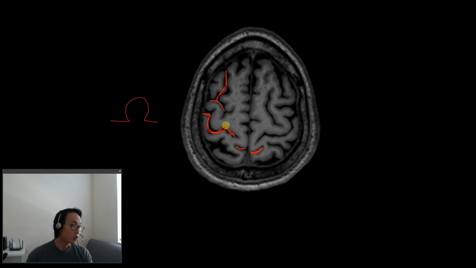So those are the three tips, and once you have localized the central sulcus, you know that the gyrus in front of it will be the precentral gyrus that contains an important part of the primary motor cortex, and posterior to it you will find the postcentral gyrus that contains an important part of the primary sensory cortex.